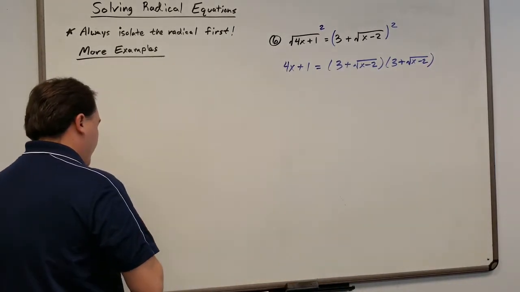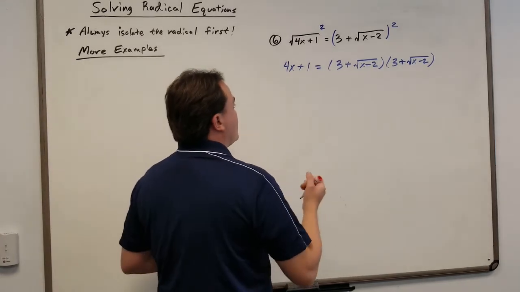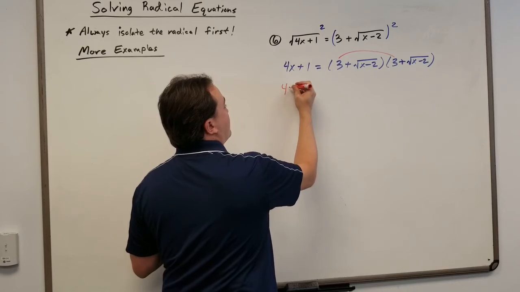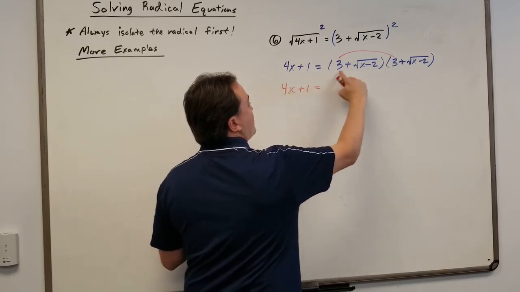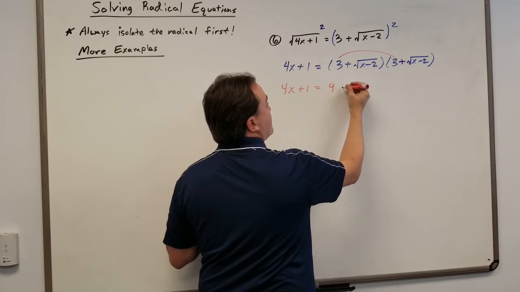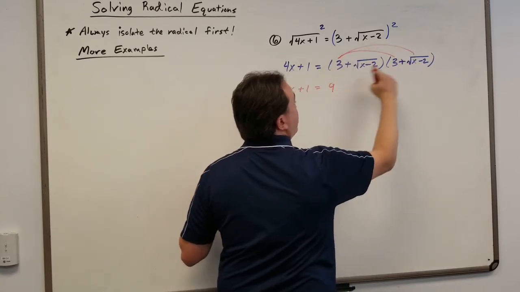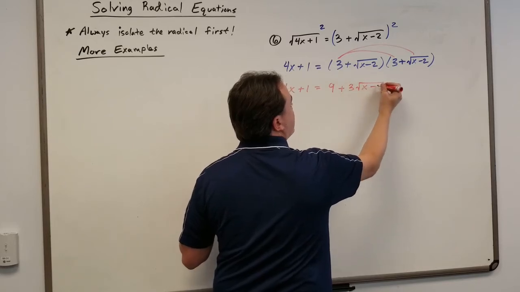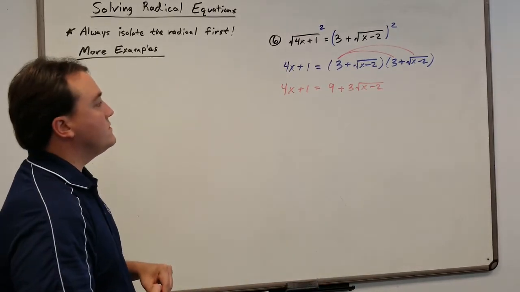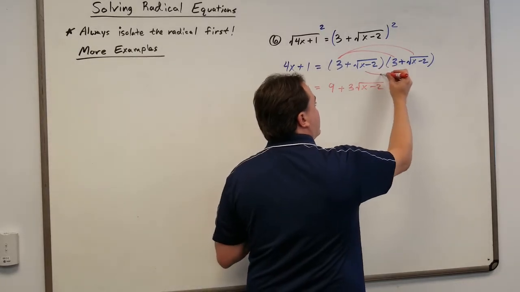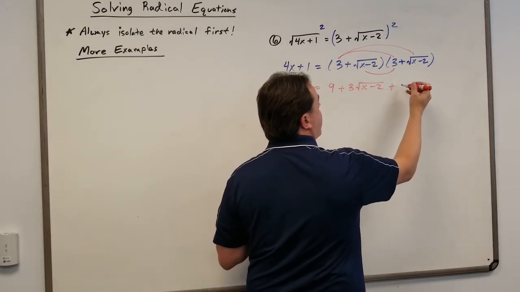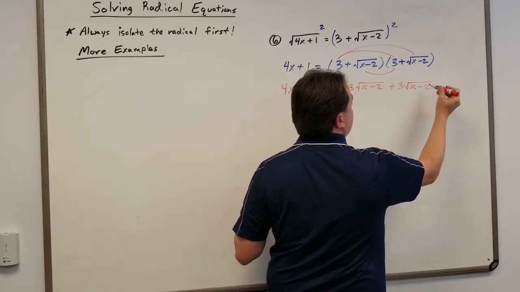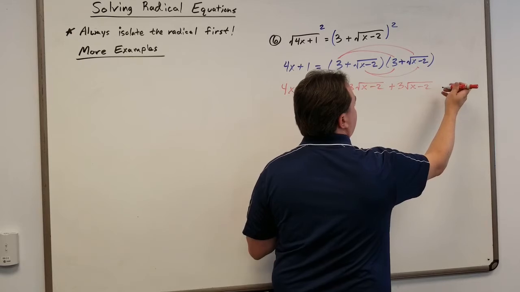Foiling that is not too bad once you get used to it. We have 3 times 3. So we copy this, 4x plus 1 equals 3 times 3 is 9. 3 times square root of x minus 2 is just 3 square root of x minus 2. The insides, that's the same term, and it always will be. And then square root of x minus 2 times square root of x minus 2.